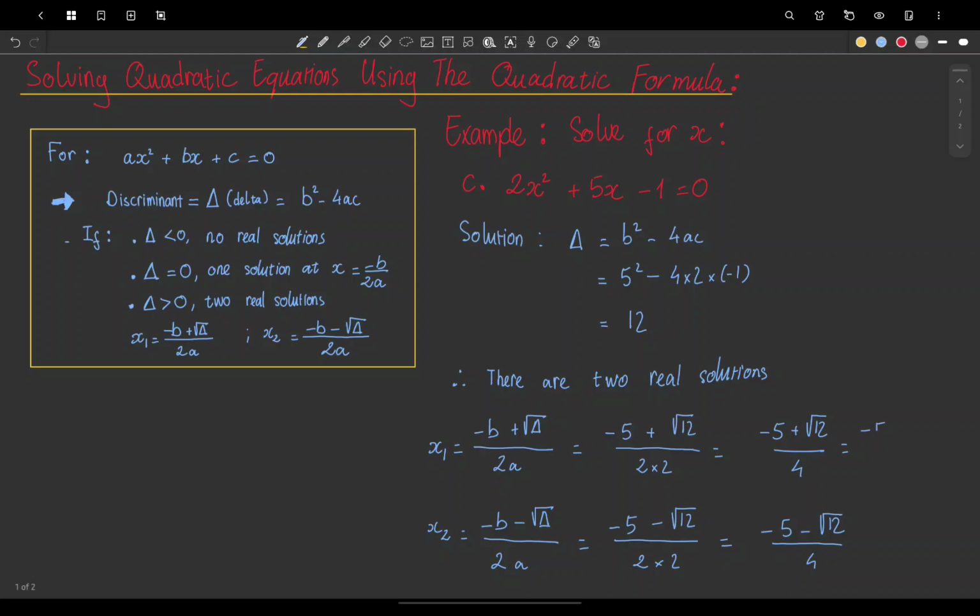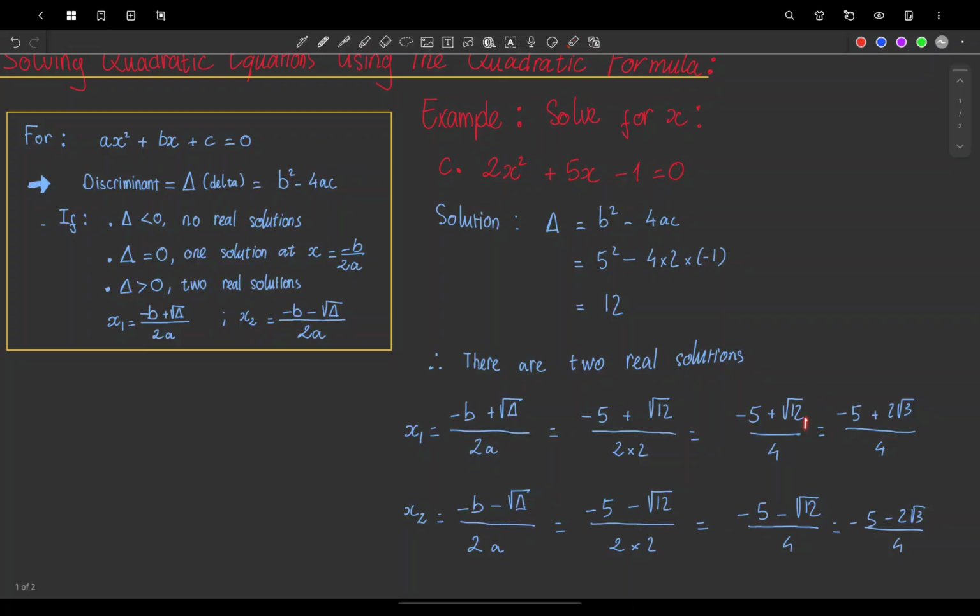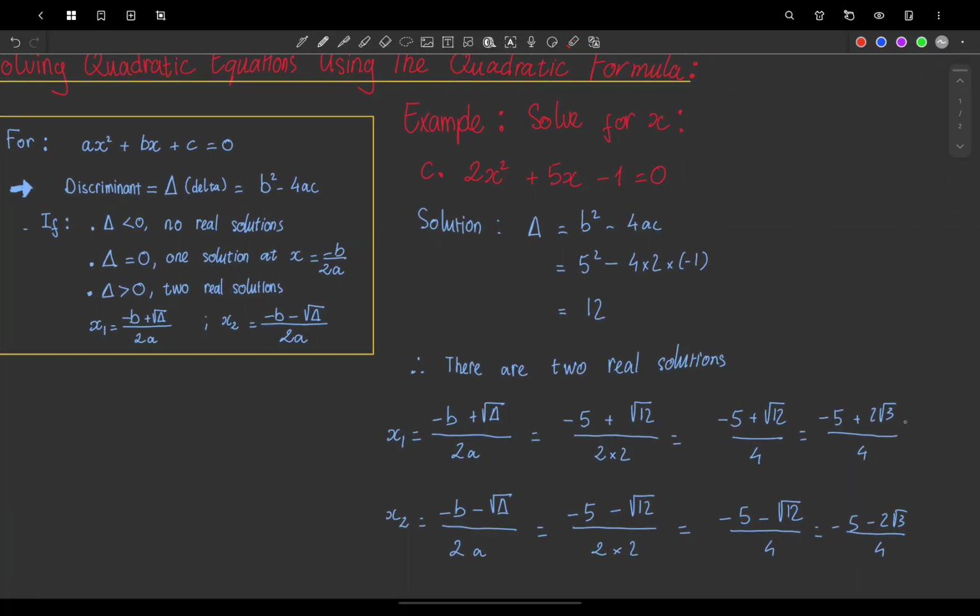But some people might like to simplify the surd, which is going to be negative 5 plus 2 root 3 over 4, and then negative 5 minus 2 root 3 over 4. Now, if you get to this point here, for me, I think that is good enough. That is the final answer already. So you do not need to go any further than that. But if you go above and beyond and simplify the surd, that's awesome.